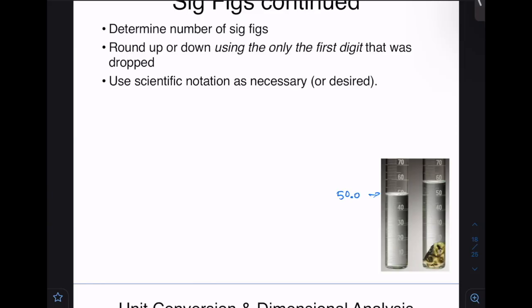This is still your estimate, because you're estimating that measurement is right on the line. It could be plus or minus 0.1 milliliter here, okay? But you're reporting it as 0.0. So you don't measure this as just 50. You've got to put that 0.0 in because that's your estimate. Yes.